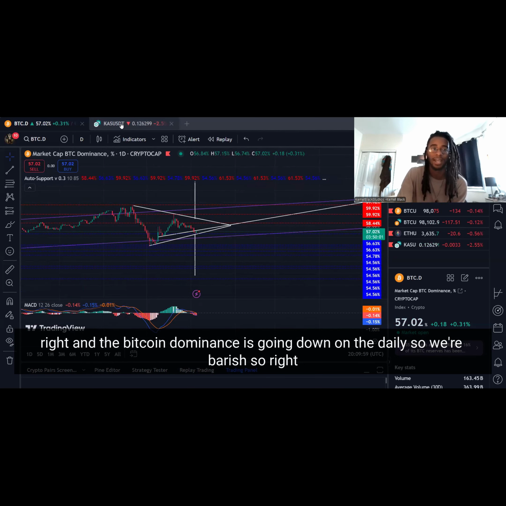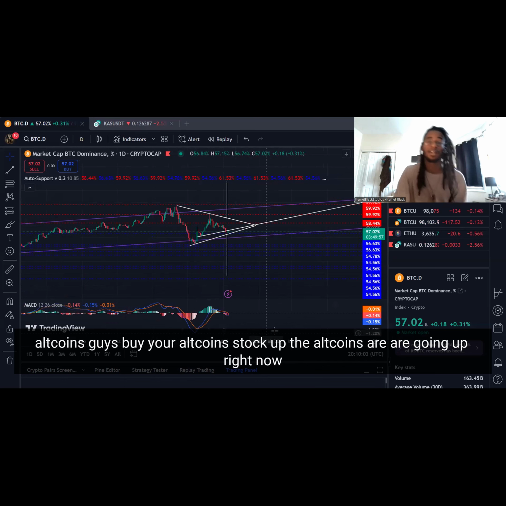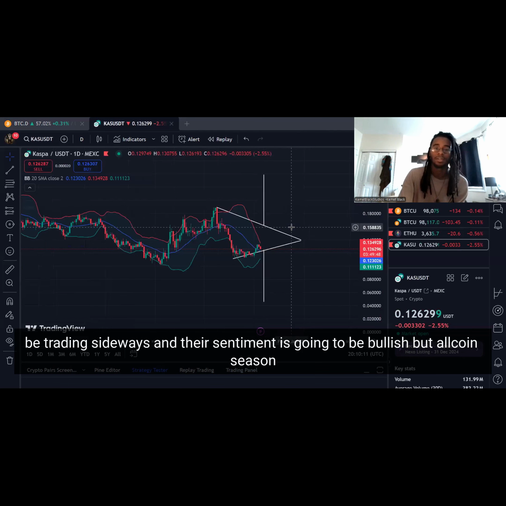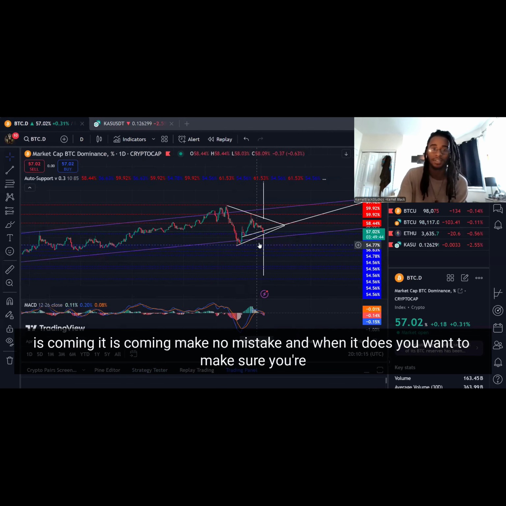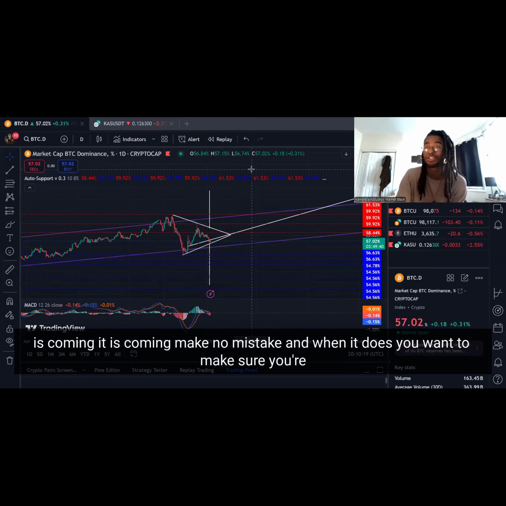So we're bearish. So right now is a good time to be getting into altcoins. It's the perfect time to be buying altcoins, guys. Buy your altcoins, stock up. The altcoins are going up right now a little bit, and certain altcoins will be trading sideways, and their sentiment is going to be bullish. But altcoin season is coming. It is coming, make no mistake. And when it does, you want to make sure you're in.